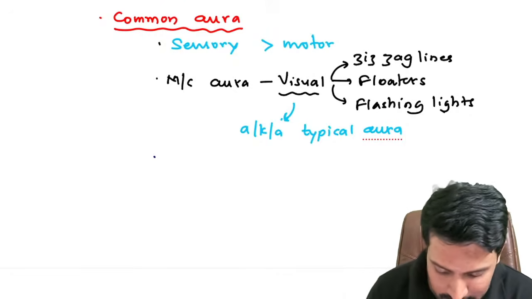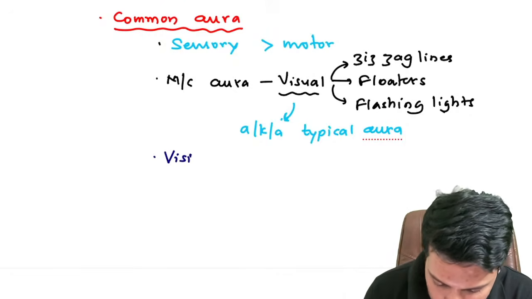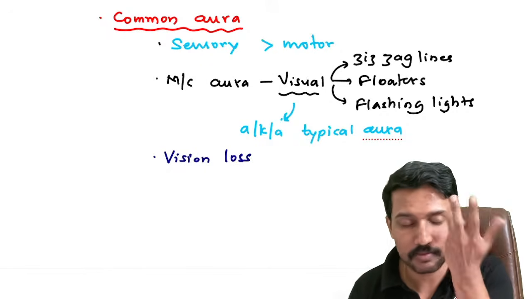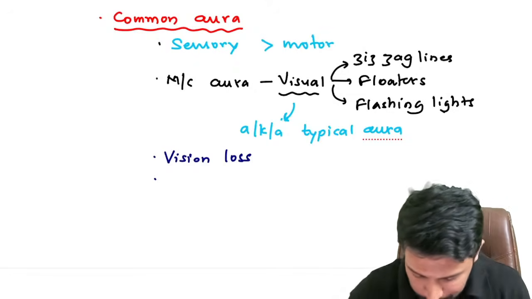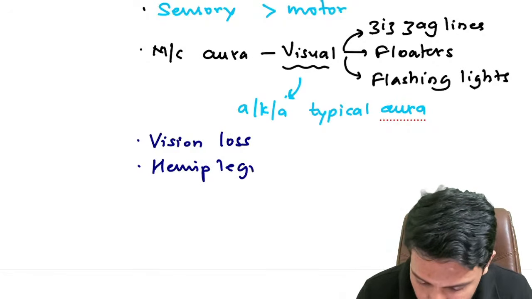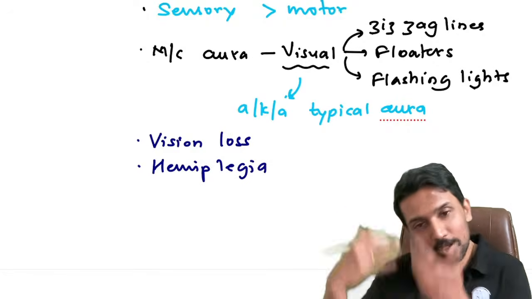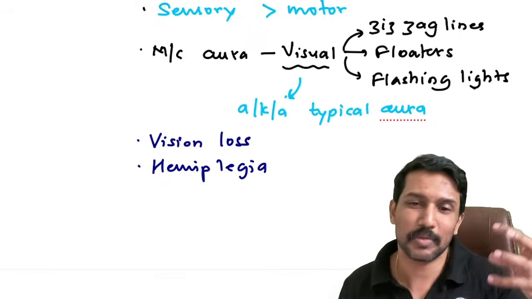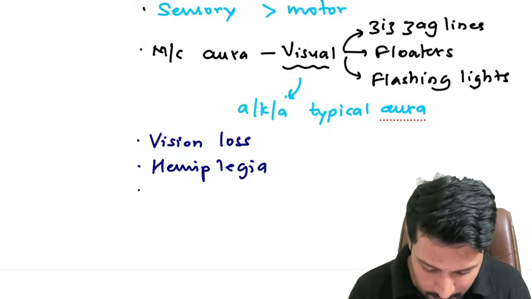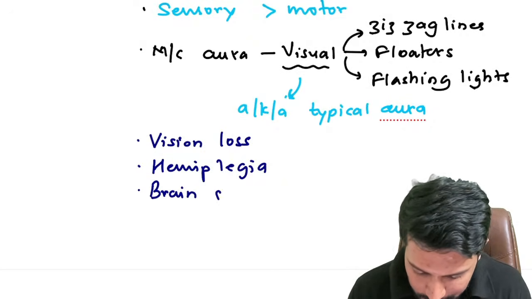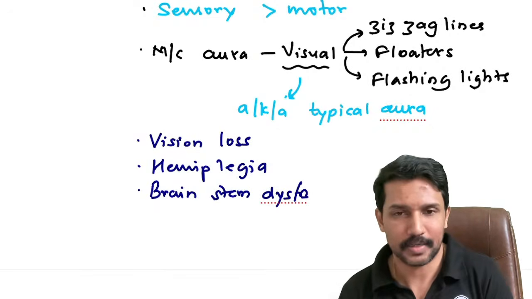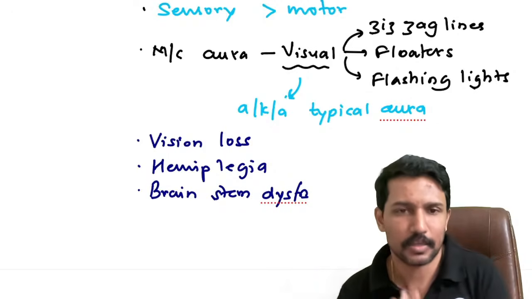But then the other auras this patient can experience is vision loss. They can absolutely lose the vision on whichever side they have headache. I have right-sided migraine, right vision I might lose. So vision loss. Then they can even experience hemiplegia. Hemiplegia, just before the onset of headache, one side of the body they can't move. For 5 to 60 minutes, they are absolutely immobile. Hemiplegia. Then brainstem dysfunction. Brainstem dysfunction before the onset of headache. But as the headache starts, the dysfunction resolves.